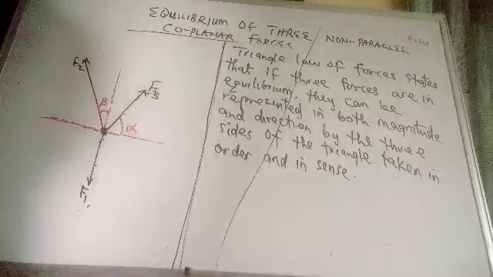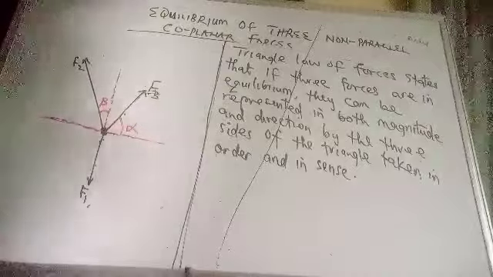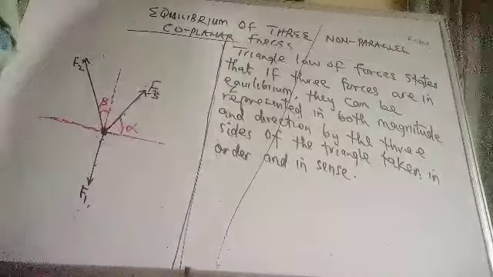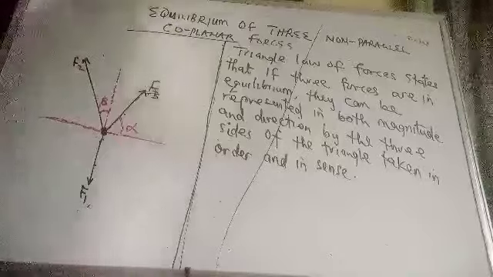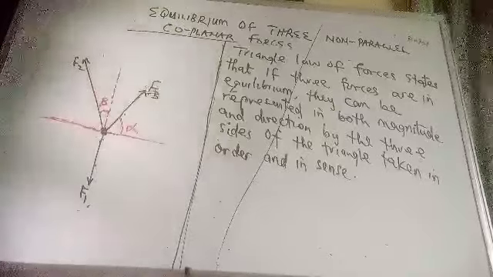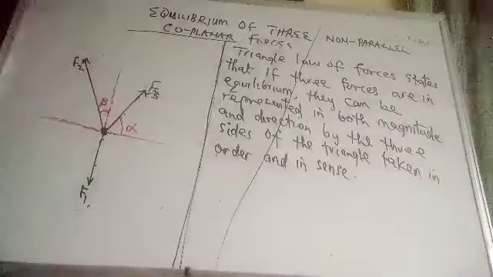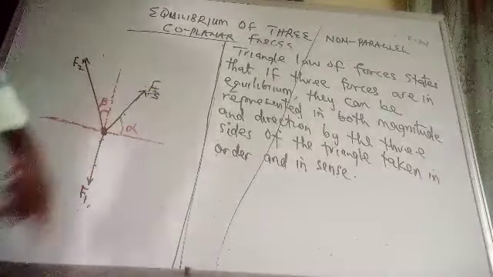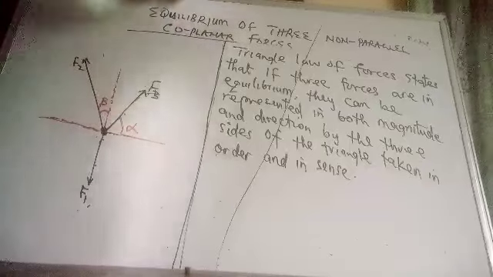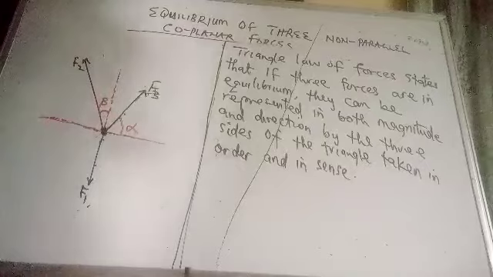Okay, we are still on equilibrium of forces. This time around, we want to deal with equilibrium of three non-parallel coplanar forces. Non-parallel because they are not facing the same direction. As you can see, F1 is facing here, F3 is facing here, F2 is facing here. You can see that they are not parallel.